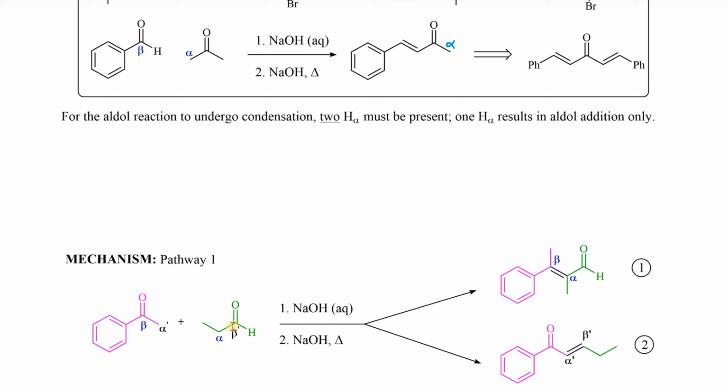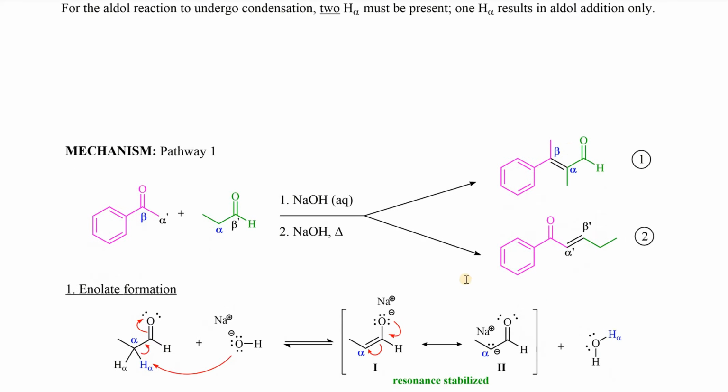So if propanal is functioning as the nucleophile, that means acetophenone is the electrophile. So what happens is we form this compound. But if acetophenone is the nucleophile and propanal is the recipient, the electrophile, we form this compound. So there are 2 pathways that we see. What isn't shown here is that propanal can react with itself, and so can acetophenone. But for simplicity's sake, let's focus on forming this compound, and let's focus on the mechanism for this, using propanal as the nucleophile.